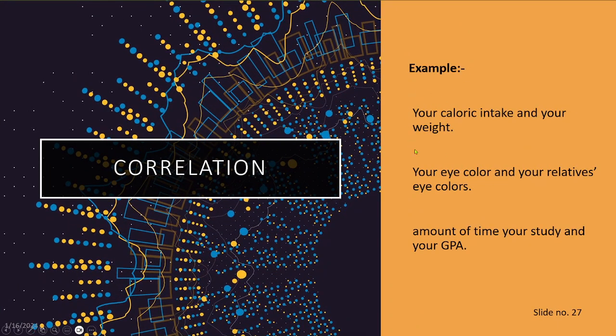So correlation, let's take a few examples here. Let's say the calories you intake, and that has direct correlation with the weight. Similarly, the eye color and your relative's eye color probably also would be similar. So that exhibits correlation. Amount of time we study and the marks that we get or grade that we get also has correlation.